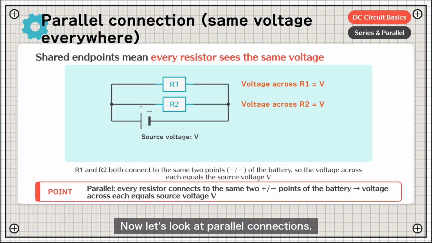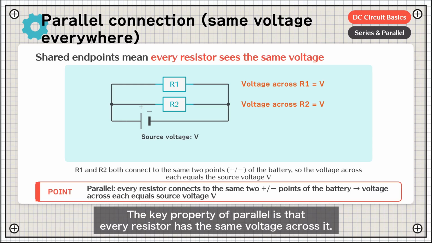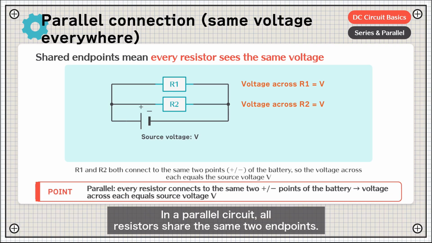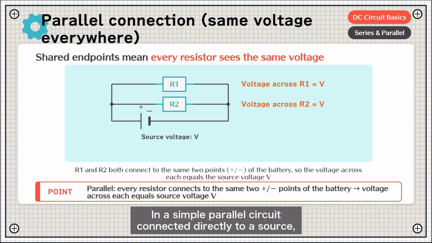Now let's look at parallel connections. The key property of parallel is that every resistor has the same voltage across it. In a parallel circuit, all resistors share the same two endpoints. In a simple parallel circuit connected directly to a source, every resistor is bridged between those same two points, so the voltage across each one equals the source voltage.